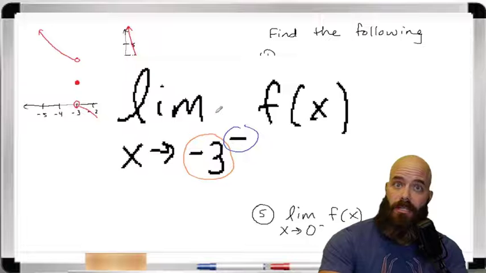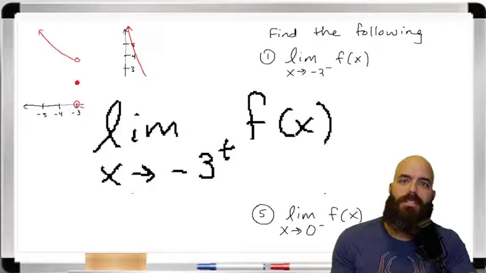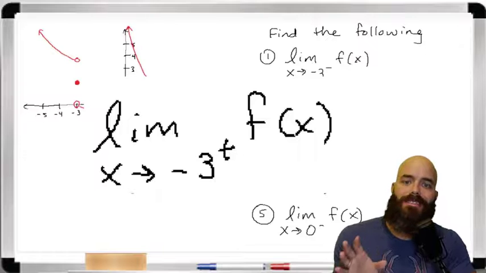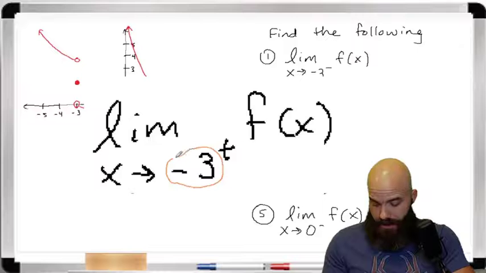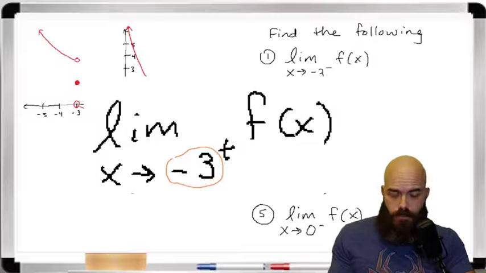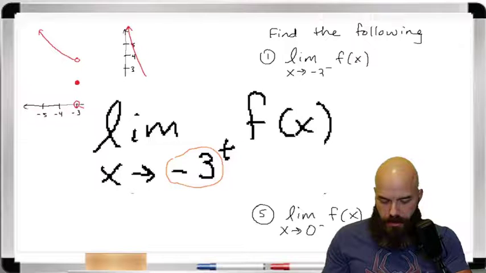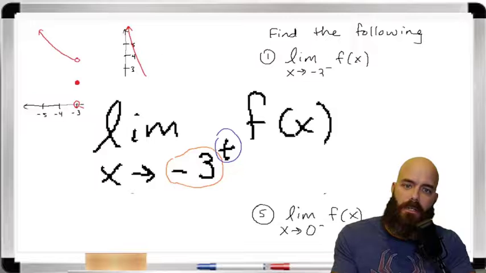Now let's look at the notation for a right-sided limit. This notation is saying, what is the limit as x approaches -3? So that is the -3, the x value that we're trying to get as close to as possible from the right side. This little positive symbol right here indicates the right side.